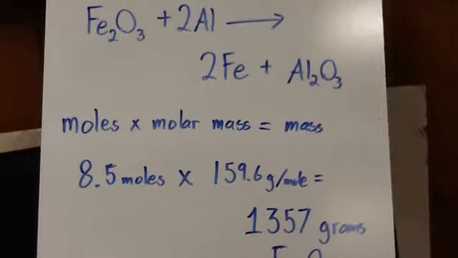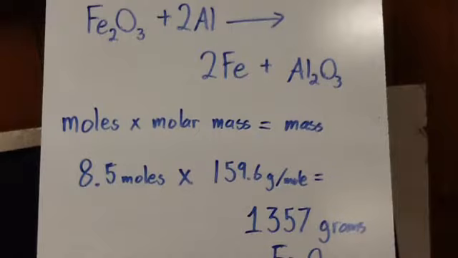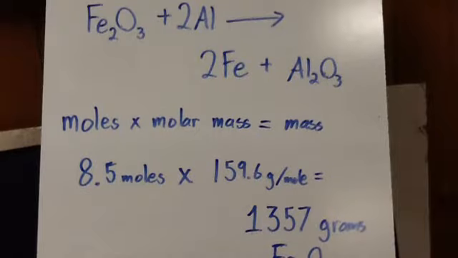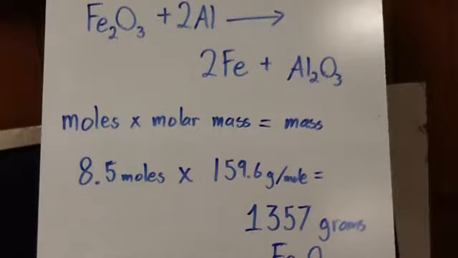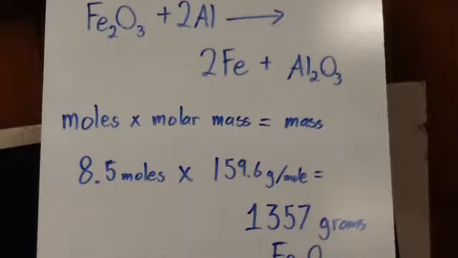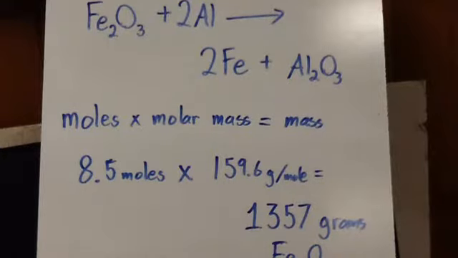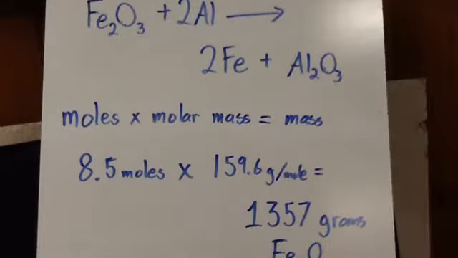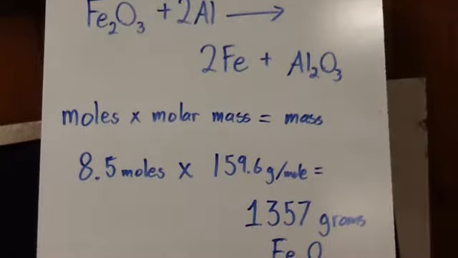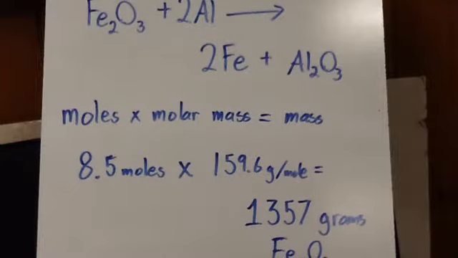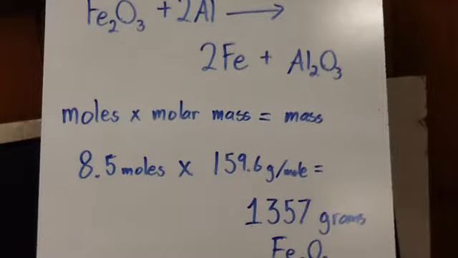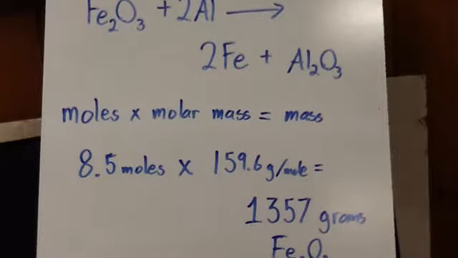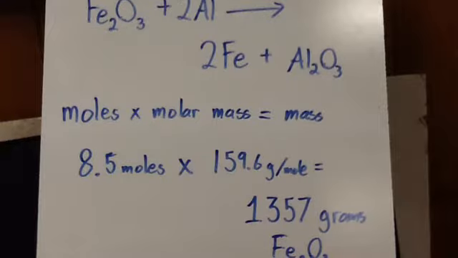159.6 grams per mole. And we are going to get a final answer of 1,357 grams of iron 3 oxide. I actually got 1,356.6 and I rounded it. Alright, again, you do not have to worry about the sig figs that much in this unit, but in this step I'm doing moles times molar mass.